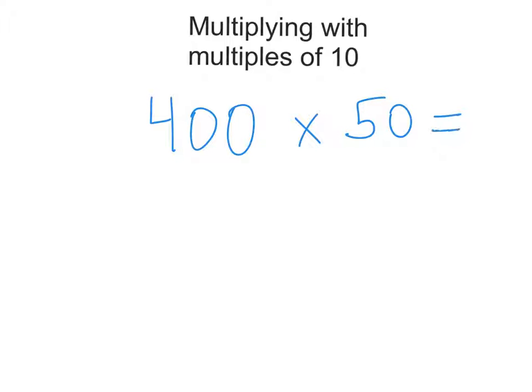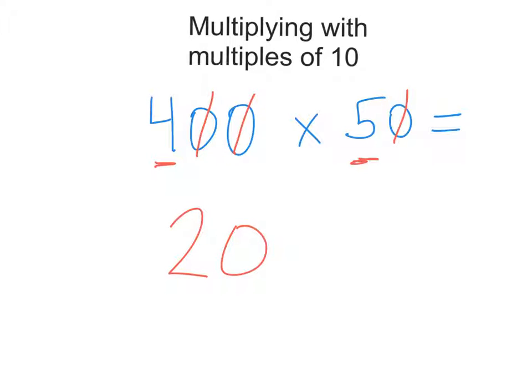Are you getting the hang of it? I hope so. Let's do another example. 400 times 50. Ooh, those are some big numbers. The first step, though, is to cross out the zeros. 1, 2, 3. And now I'm left with 4 times 5. Well, I know my 5 times table really well. So 4 times 5 is 20.